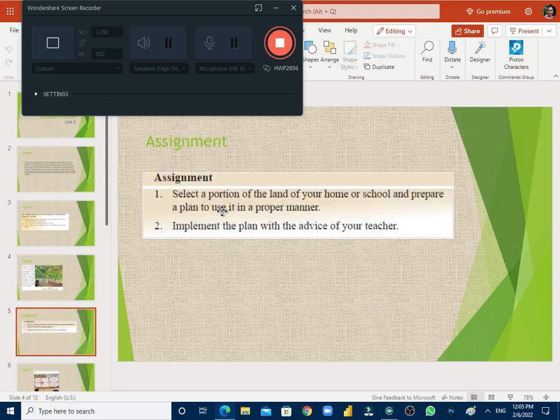Assignment. Select a portion of land of your home and school and prepare a plan to use it in a proper manner. Implement the plan with the advice of your teacher.